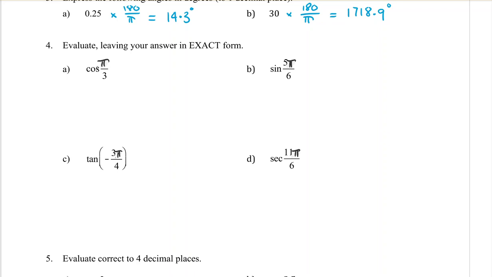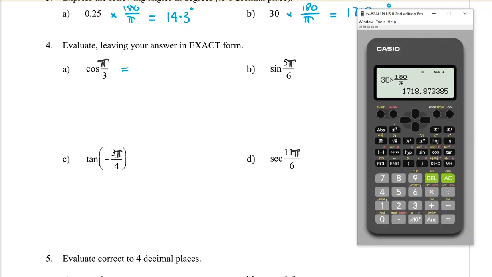The first question is cos of pi over 3. Pi over 3, remember to change that into degrees. You replace the pi with 180, so it's going to be 180 over 3, so that's 60 degrees.